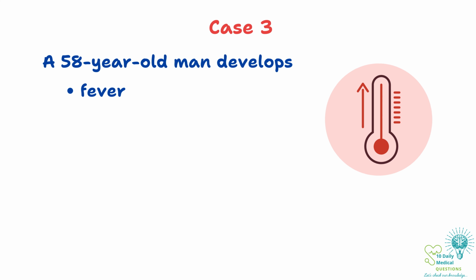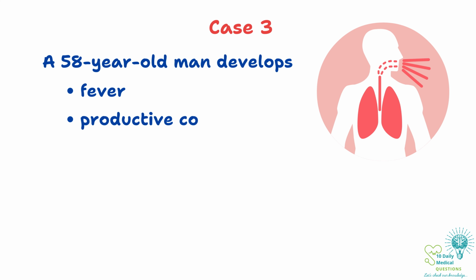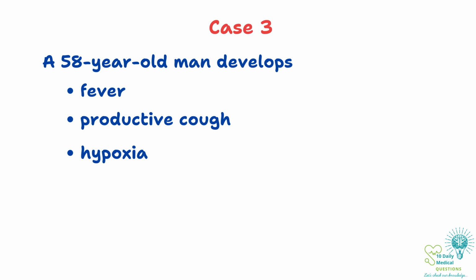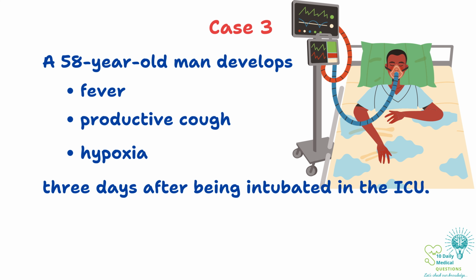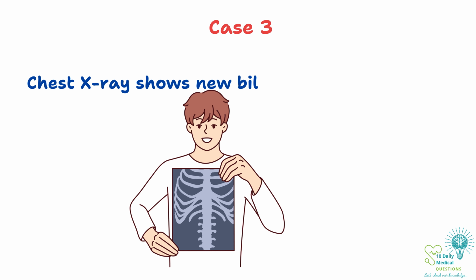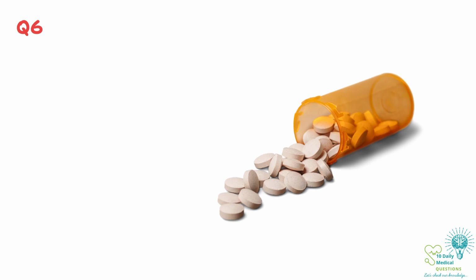Case 3. A 58-year-old man develops fever, productive cough, and hypoxia 3 days after being intubated in the ICU. Chest X-ray shows new bilateral infiltrates. Question 6. What is the likely diagnosis and what antibiotics should be started?